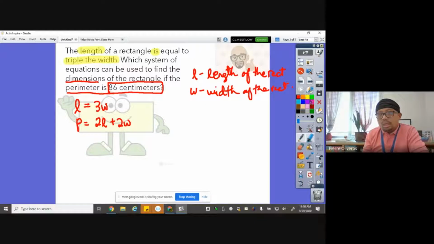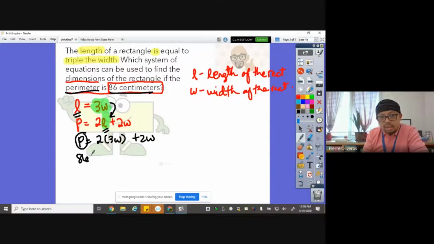So here we will just plug in the 3W to the L there. We're going to apply the substitution method here again. This is L, that's L. You're going to plug in 3W right there. So it will give us perimeter equals 2 times 3W plus 2W. But remember, we are also given that the perimeter of the rectangle is 86. So this P here will become 86. So it becomes 86 equals 2 times 3W plus 2W.